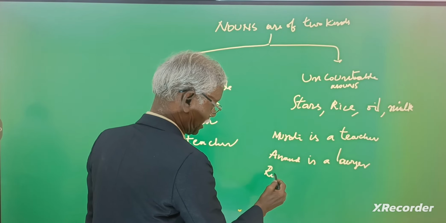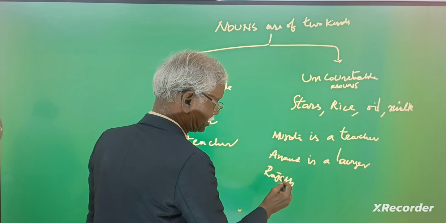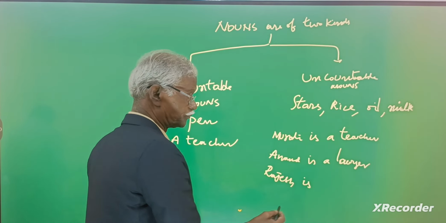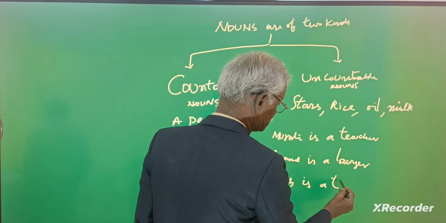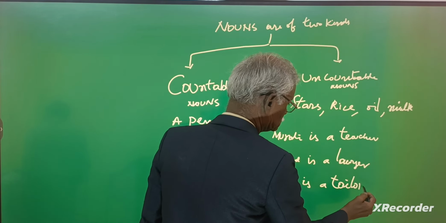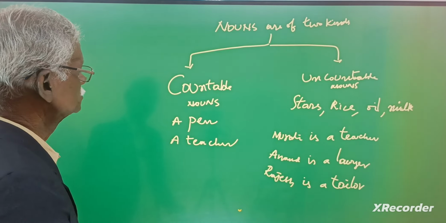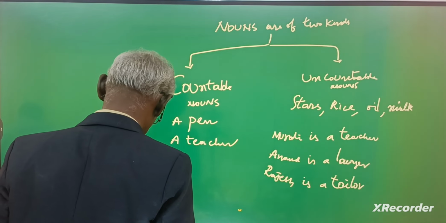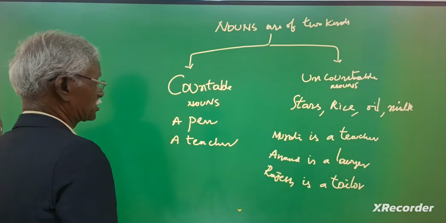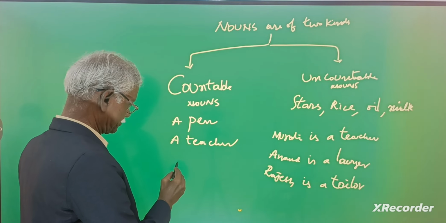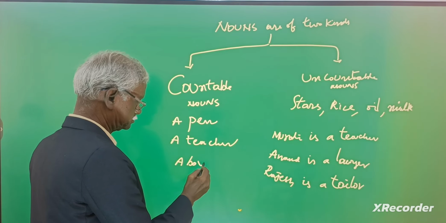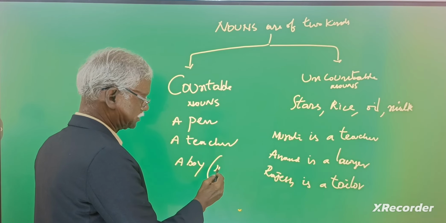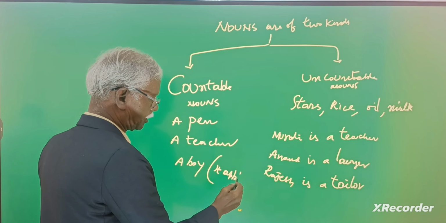For example, Rajesh. Rajesh is the name of a particular person. What is the complement? Rajesh is a tailor. So these are all coming under countable nouns. Next, common nouns also. For example, a boy. It applies to all boys.